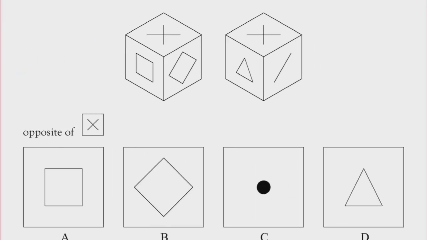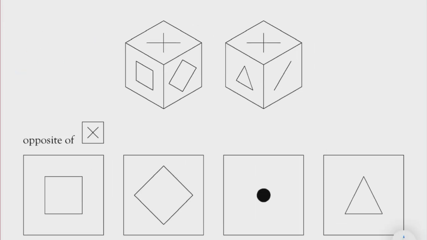Something opposite to cross. Okay, so let's understand the problem again. This is A, this is also A. Is there anything else common? No. So therefore this becomes B, this becomes C, this is D, and this is E. Okay, cross is A figure.